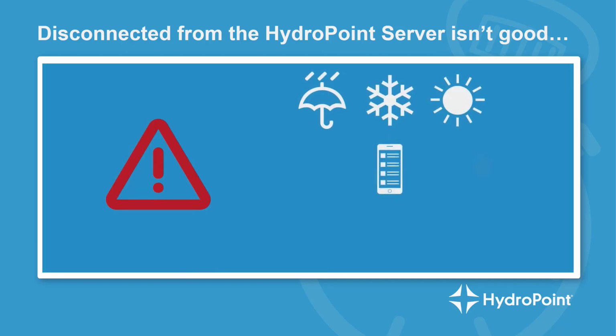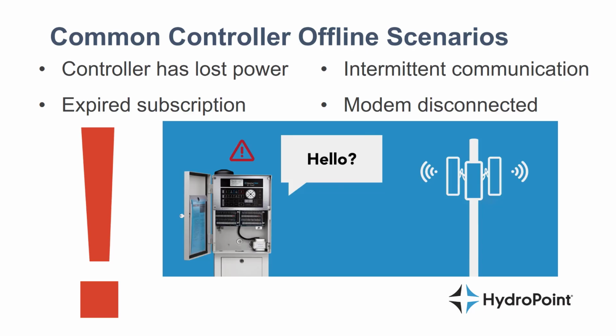And those central management features are necessary when you're managing the system off site. So technically, a controller offline alert means that we've lost the path of communication, but that just means that we don't have any idea what's happening with the controller out in the field.